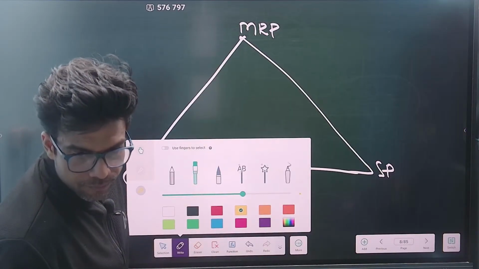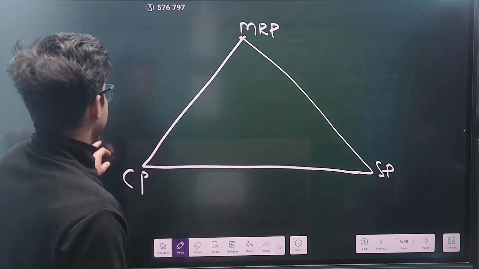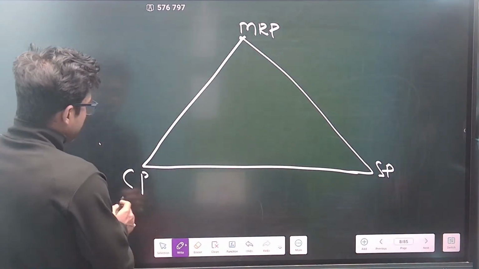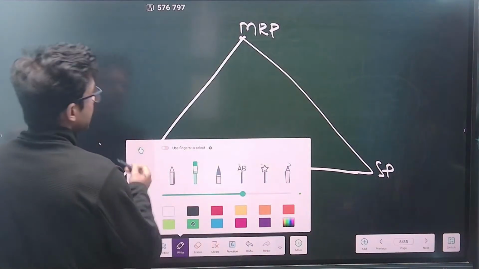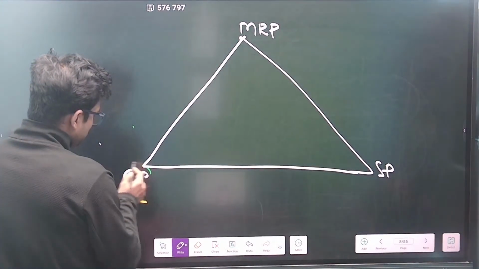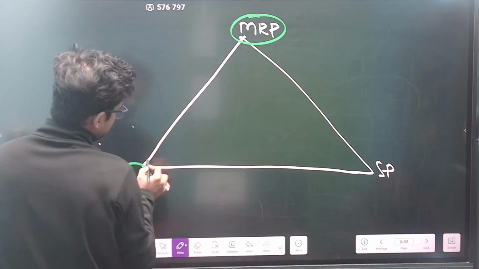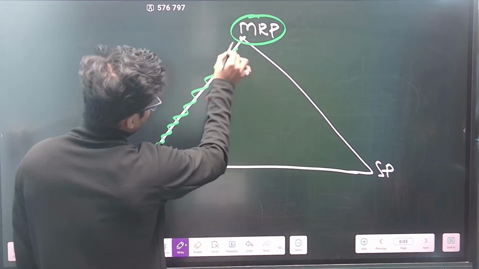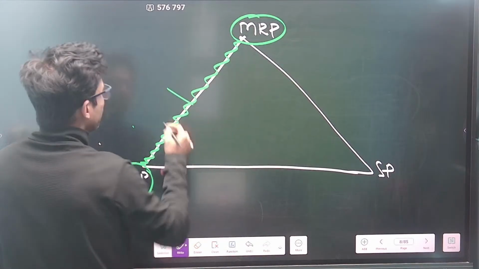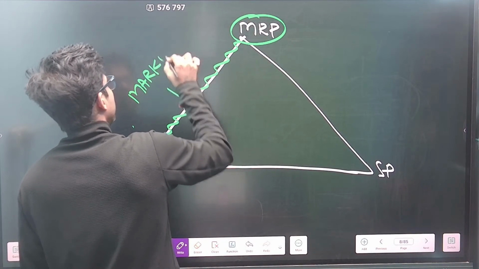Now see everyone, if you want to go from cost price to the MRP, what will you do? In the passage of going from cost price to the marked price, you will do a markup. Write down, you will do a markup.